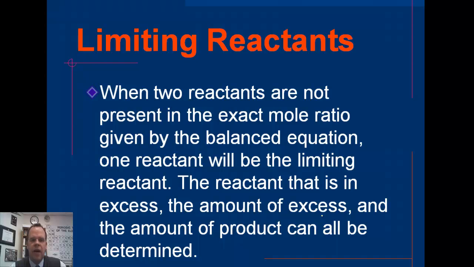When we have reactants that are not present in the exact mole ratio, so if it's a 1-to-1 ratio, if you don't have equal number of moles of each reactant, one of the reactants is going to be used up before the other reactant. The one that is used up is known as the limiting reactant. We can calculate which one is the limiting reactant, how much of the extra reactant is left after the reaction is taking place, which we know as the excess reactant, and the amount of product that is produced in the reaction.